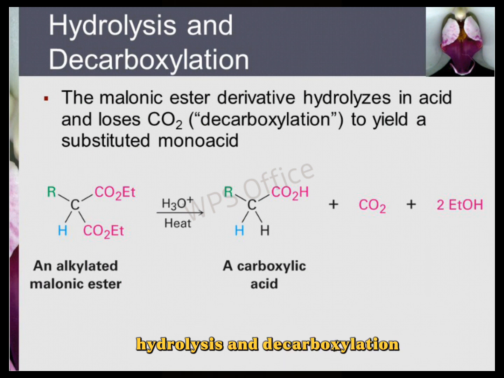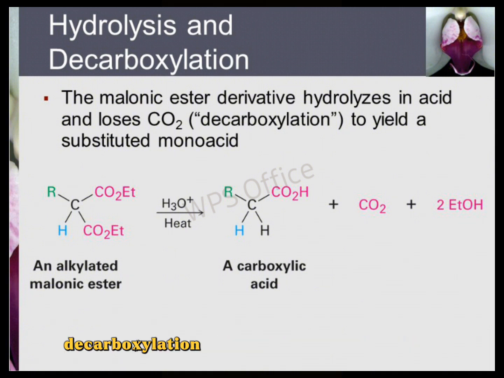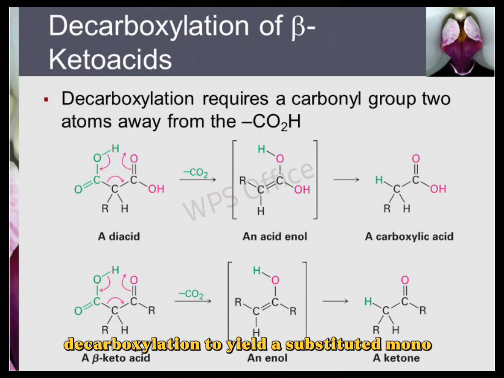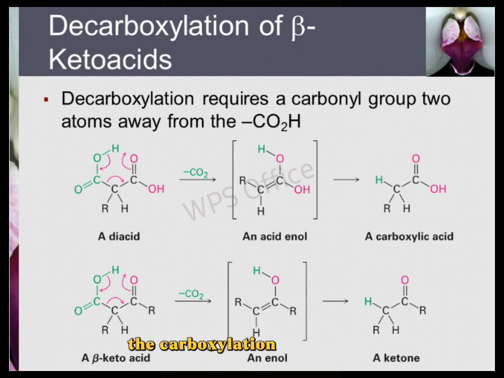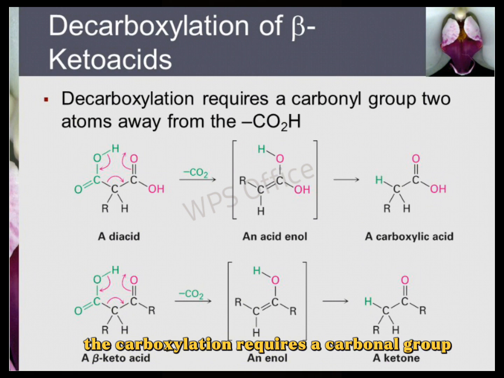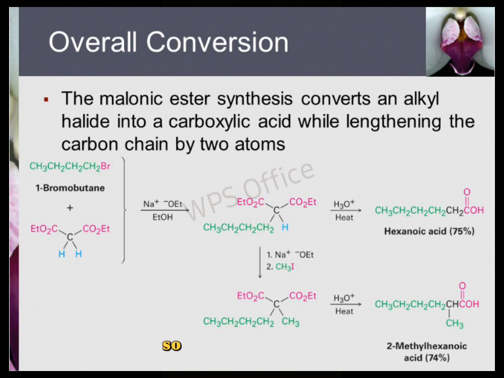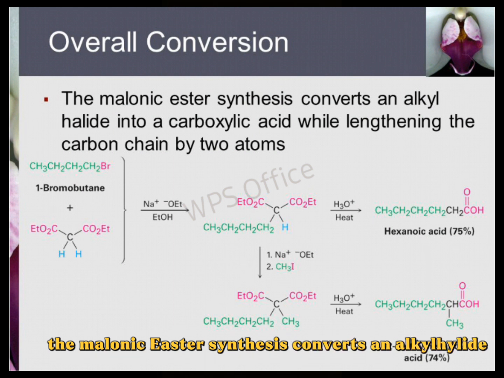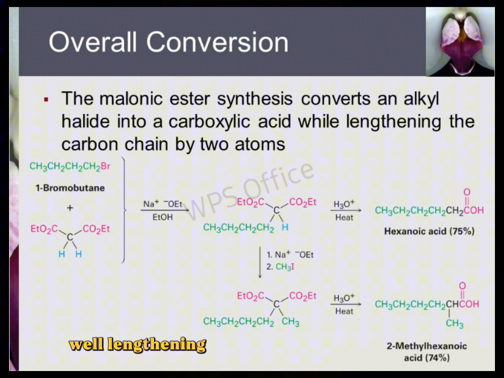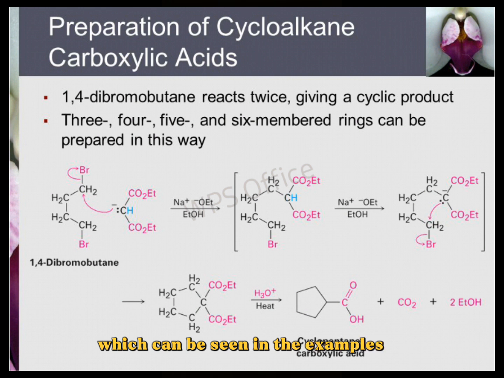Hydrolysis and decarboxylation. The malonic ester derivative hydrolyzes in acid and loses carbon dioxide by decarboxylation to yield a substituted monoacid. Decarboxylation of beta-keto acids requires a carbonyl group 2 atoms away from the CO2H. So the overall conversion: the malonic ester synthesis converts an alkyl halide into a carboxylic acid while lengthening the carbon chain by 2 atoms, which can be seen in the examples below.